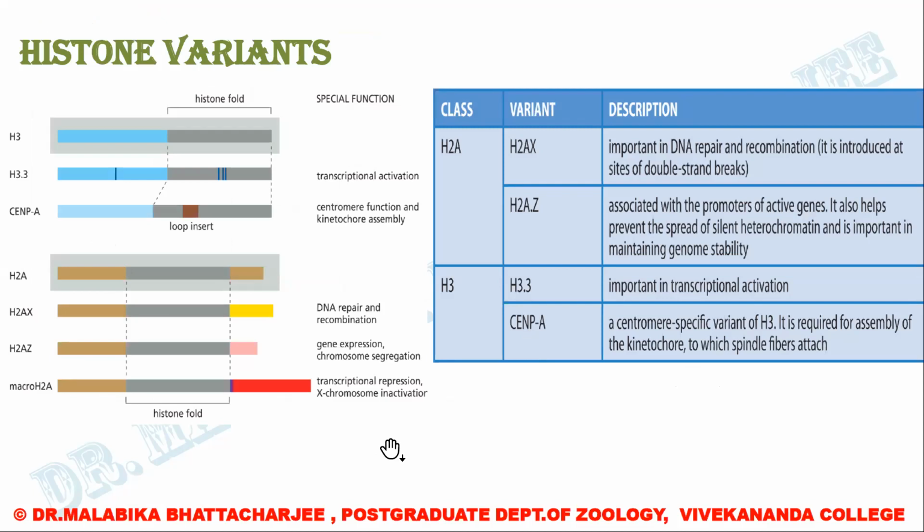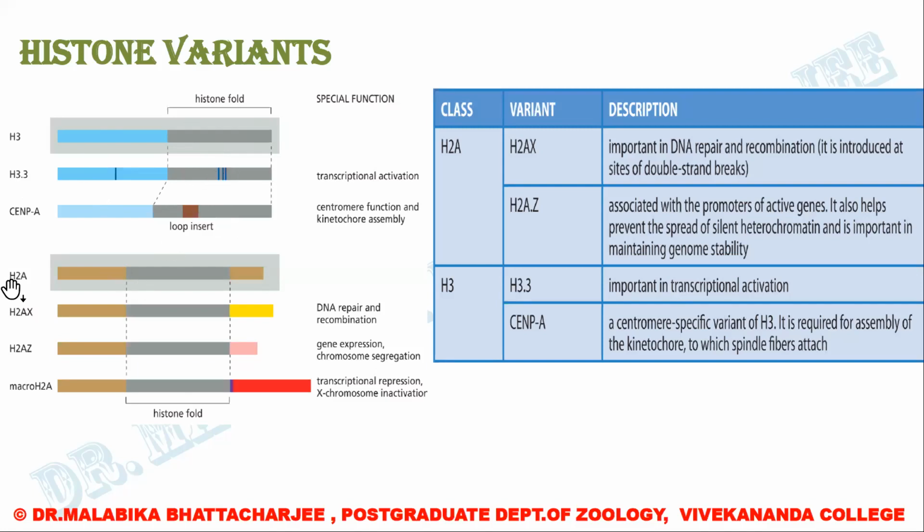Now coming to the histone variants, we all know that the histone is made up of H2A, 2B, 3 and 4. But apart from that, in our genome, there are certain variations of the histone 2A and the histone 3 molecule. So you see, all histones have a structural orientation. This is known as the histone fold, which is common for all histone molecules. And then the histone variants: H3 has 2 variants, H3.3 and CENP-A. You can see there are small variations in the histone fold.